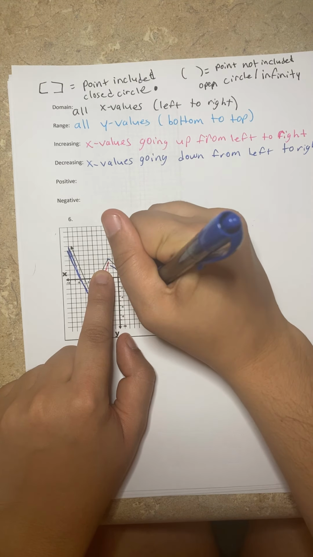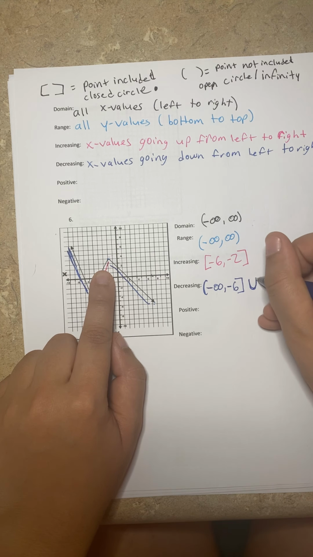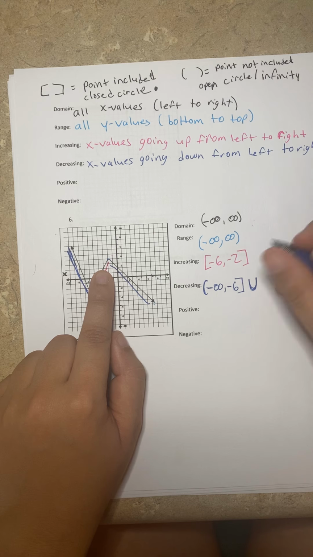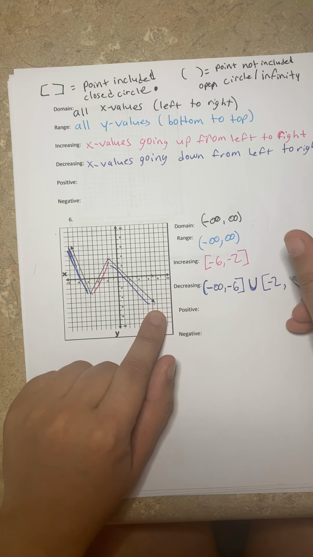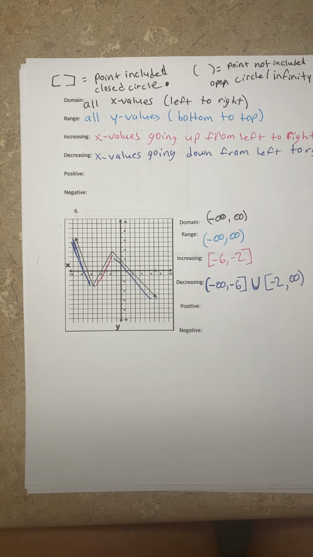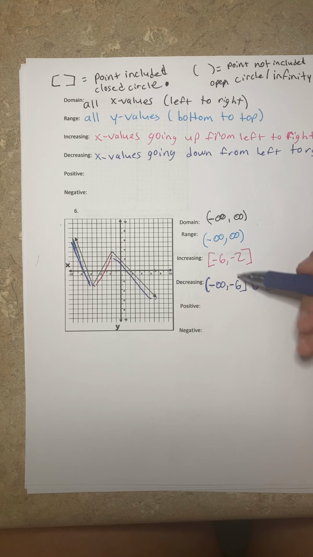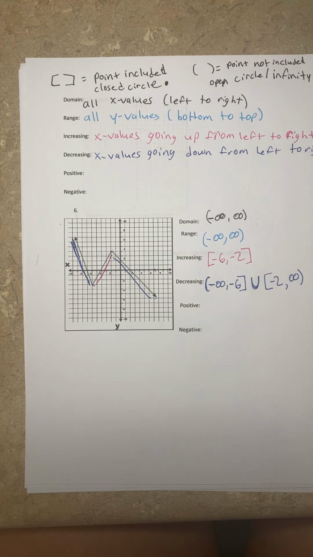And remember, whenever it starts back the same thing, it's decreasing again, we call that a union. So it's going to start decreasing again from -2 until we get all the way to the end and we see an arrow, so that's going to positive infinity. And your graph should always start with your increasing and decreasing. They should make a whole entire line from beginning to end. So notice negative infinity to -6, then this one picks back up from -6 to -2, and this one picks up at -2 and keeps on going forever. Okay, so that's my increasing and decreasing.